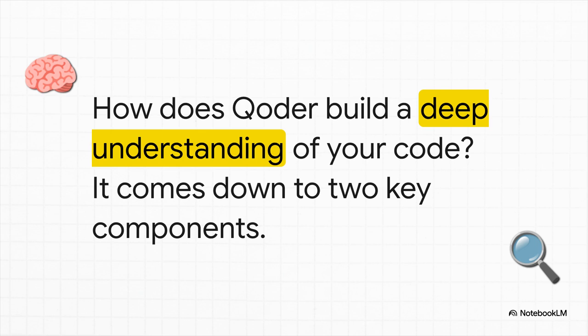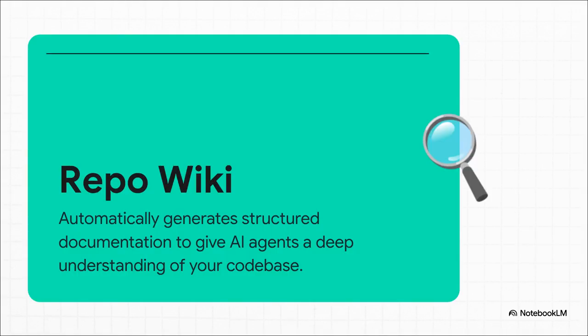Well, it really boils down to two key components that work together. First up, you've got the repo wiki. The best way to think about this is that Qoder is reading your entire project and building its own internal, live architectural diagram. It's automatically generating and updating the structured documentation, which means its AI agents always have a deep, accurate map of your codebase. They know how all the pieces fit together.